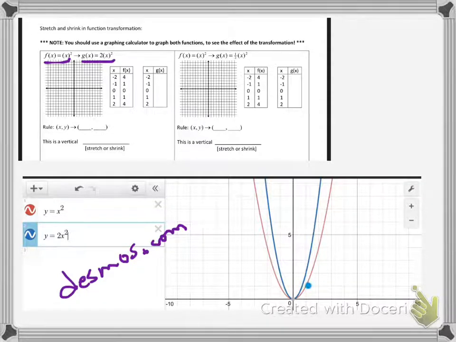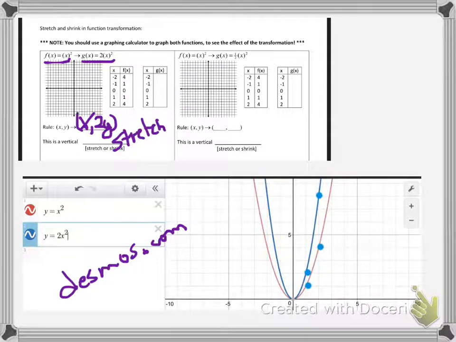So this point here at 1, 1 simply goes up to 2, 1. The x stays exactly the same. This point here at 2, 4 goes up to 2 in x and double 4, which is 8, in y. So the y simply doubles. So the rule is the x stays the same and the y is doubled. Okay? This would be a vertical stretch.